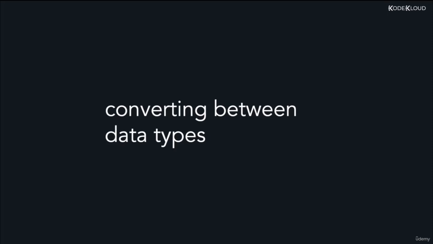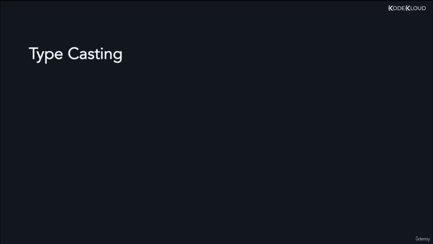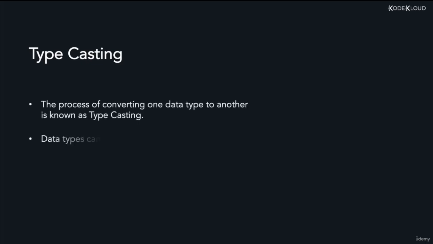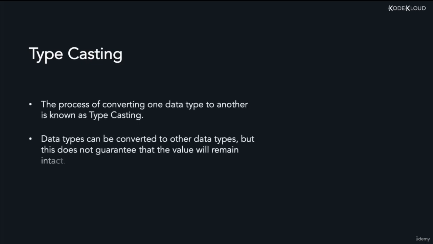So in this video, we would learn how we can convert variables from one data type to another. The process of converting one data type to another is known as typecasting. And data types can be converted to other data types, but this does not guarantee that the value of that variable will remain intact. Let us learn how to do typecasting using some examples.